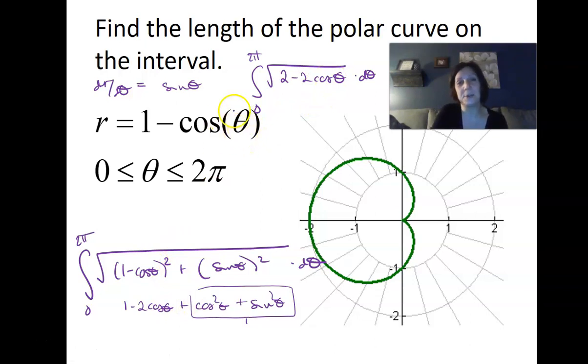Fun. Guess what this comes out to? All this hot mess comes out to exactly 8. So if I took this polar curve and I found its distance around the outside, its perimeter, it would be exactly 8. Pretty fun, huh?